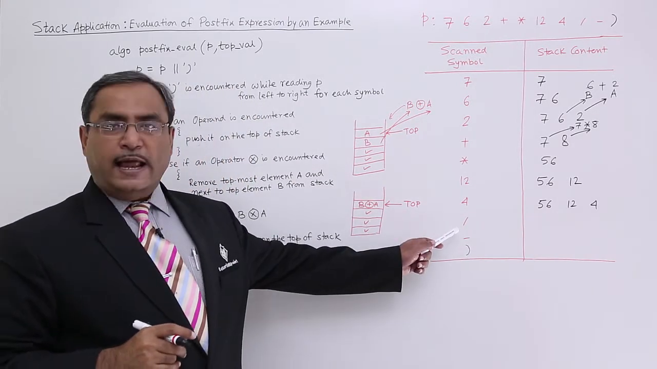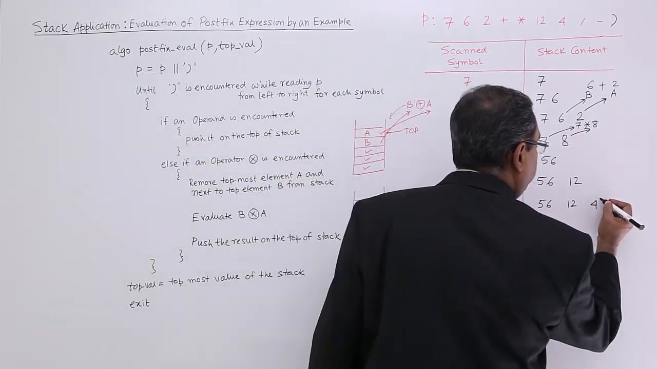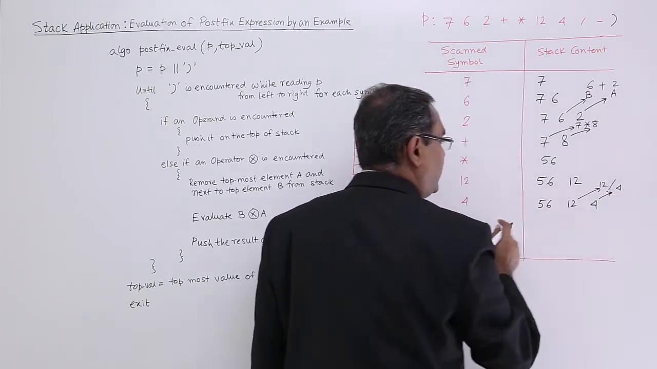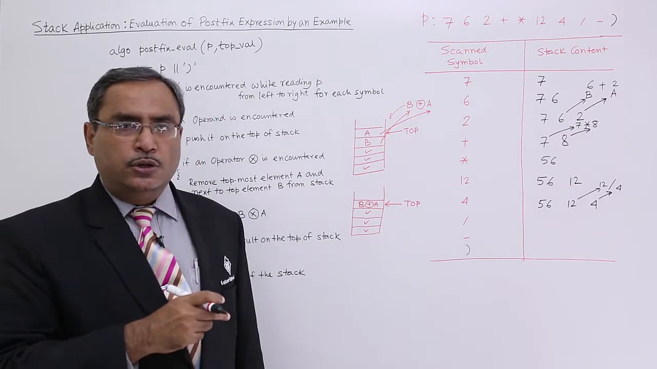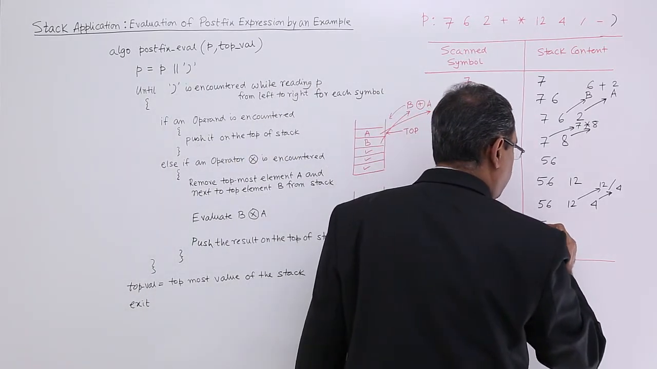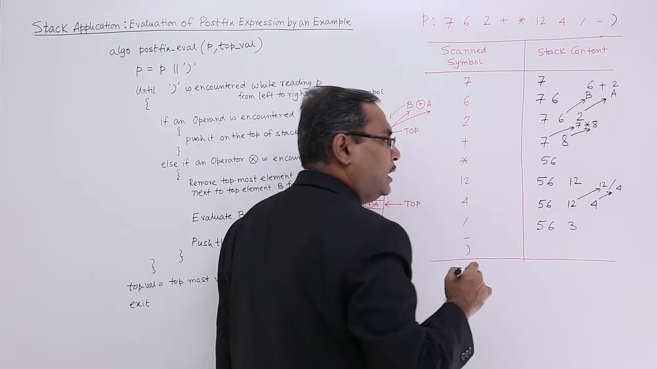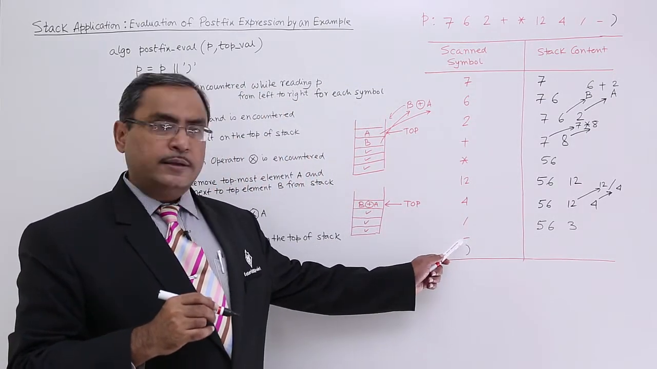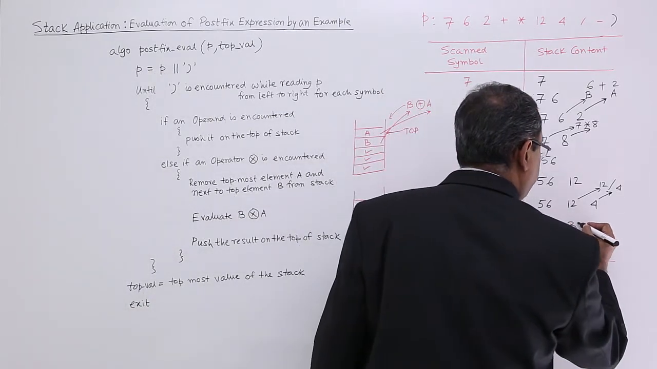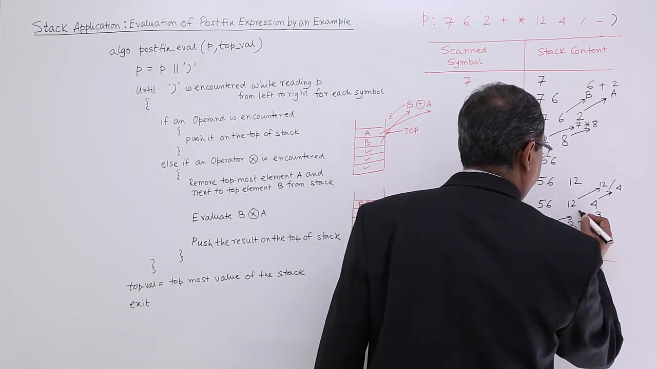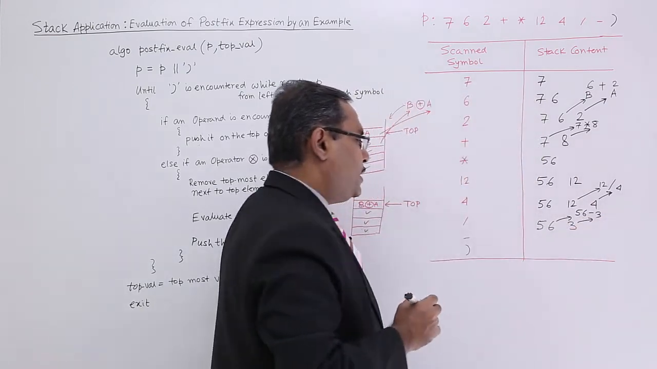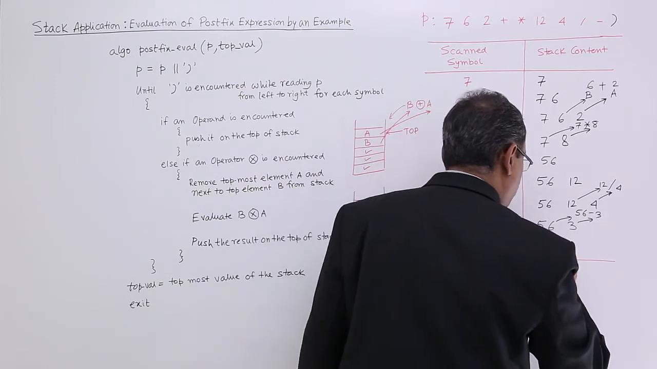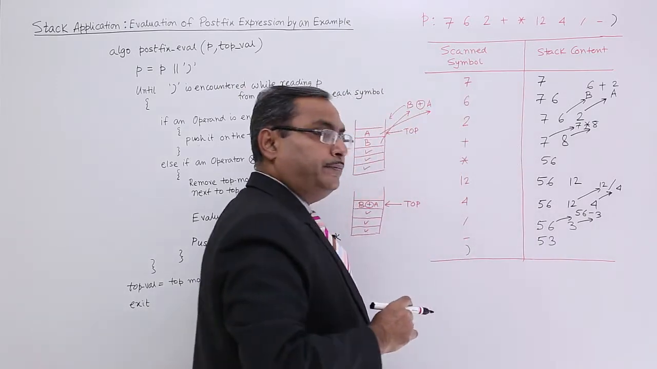Then the operator is slash. So this is my A and this is my B. Perform B operator A, here the operator is slash. So that will be pushed on the top of the stack, because 12 by 4 is equal to 3. So that will be the topmost element. Now we are having this minus. So that will be my A and this will be my B. Perform B operator A, here the operator is minus. So the result which will be pushed on the top of the stack is 53.